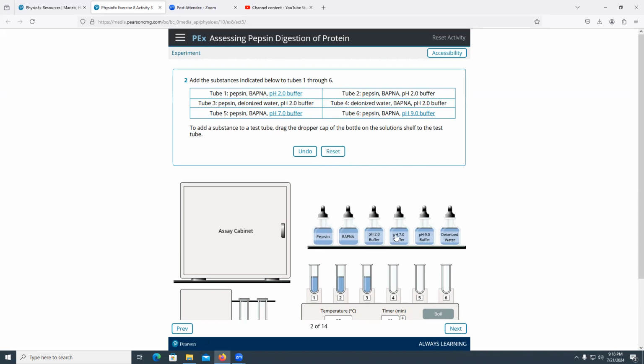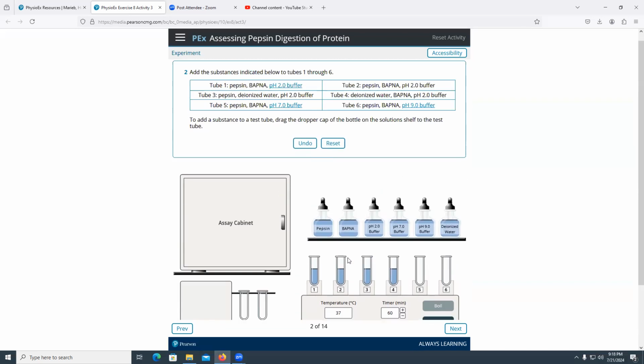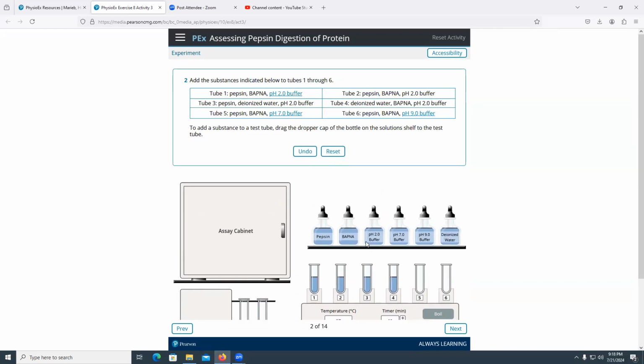So tube 4. Tube 4, you're going to have deionized water, BAPNA, and then you're going to have pH 2. You're going to have the substrate and the proper pH and the proper temperature, but no enzyme to catalyze the reaction. So it's never going to turn yellow.